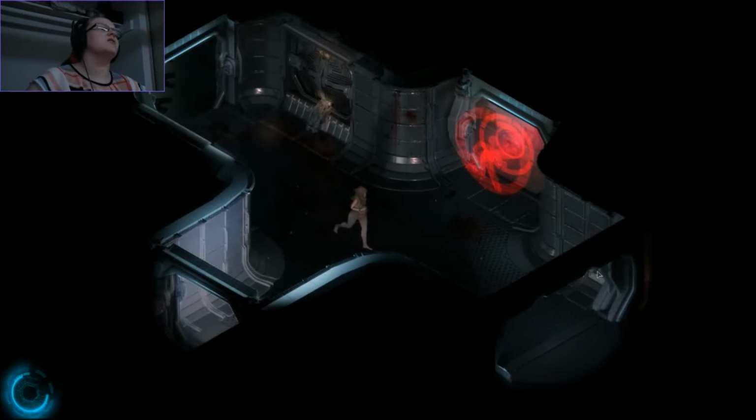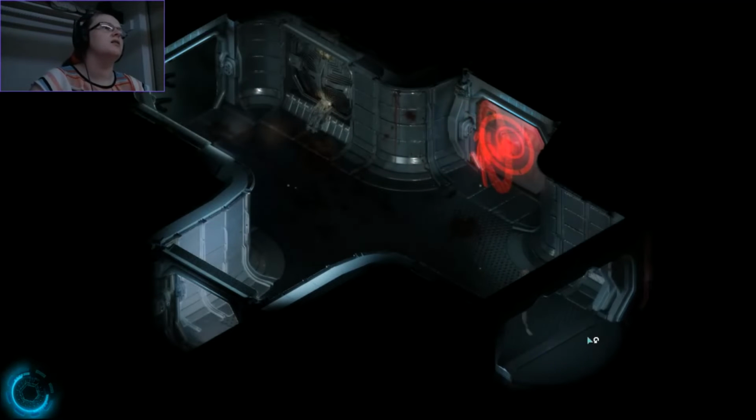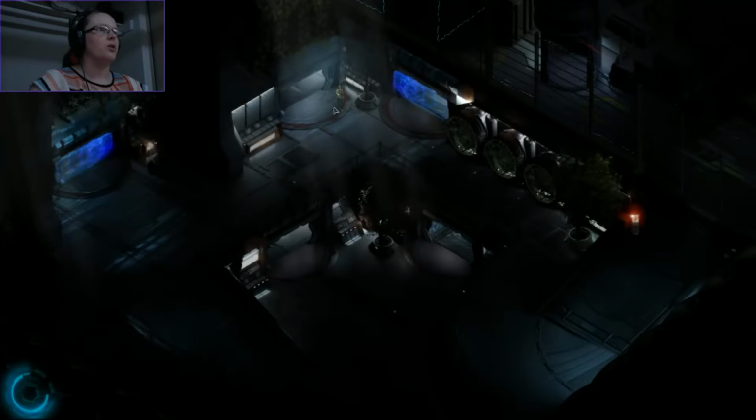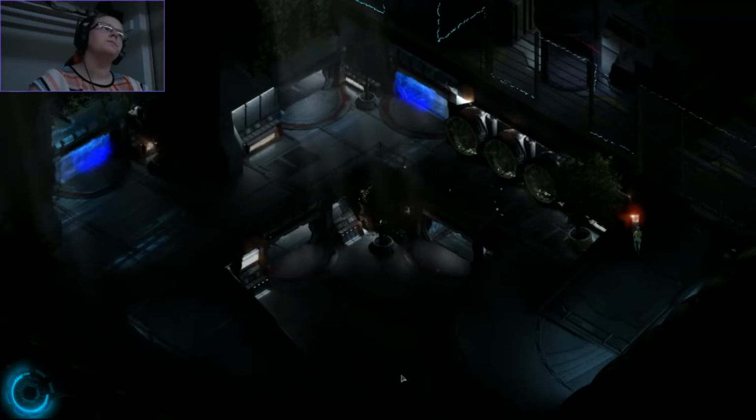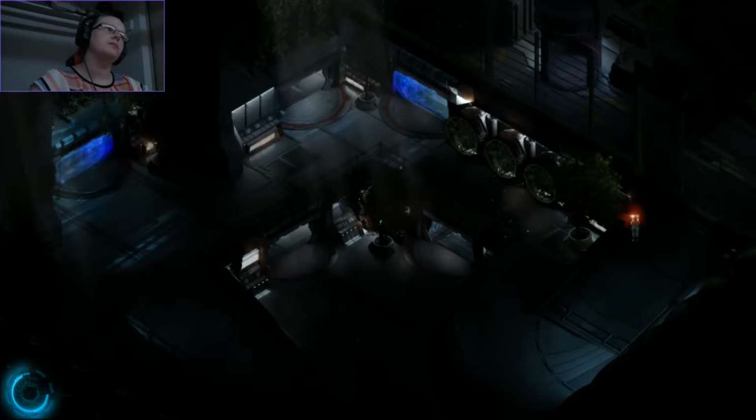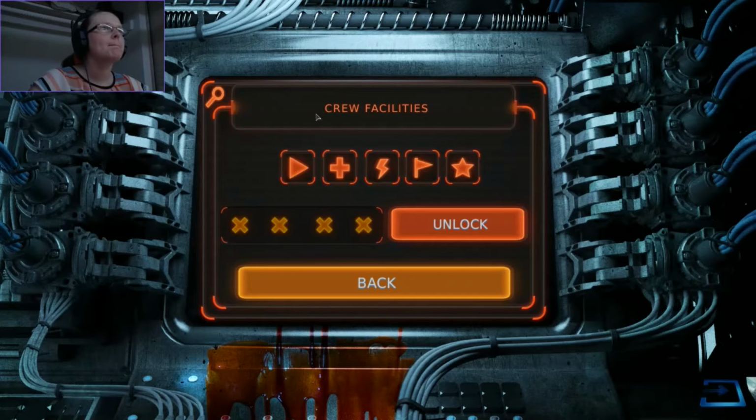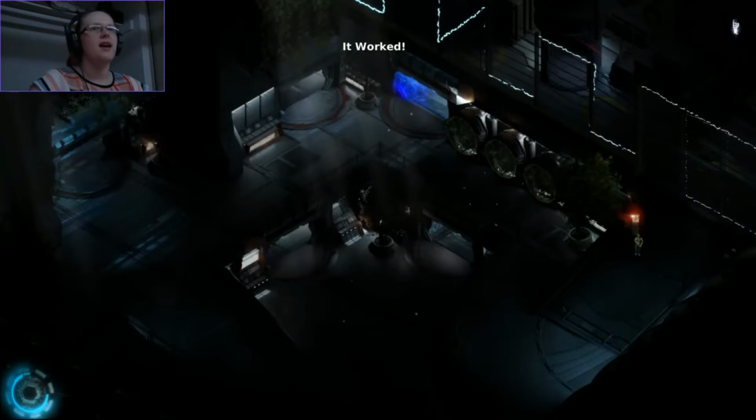So let's go back to the security nexus and punch that in. I don't think I have as far to walk. No, I don't. Thank goodness. I think it was the crew facilities this belonged to, so plus sign, triangle. It worked!